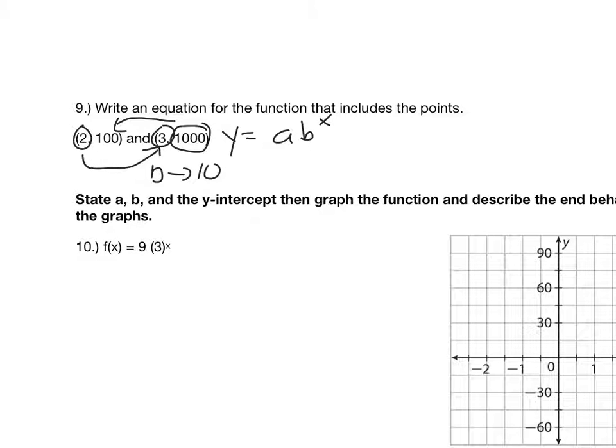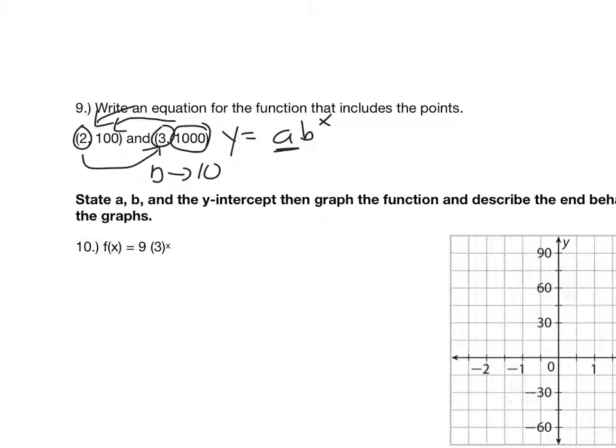All right. Here's the thing, though. We also need a. We also need our f of 0. We need our y-intercept. We need our starting point. Okay. How do we figure out a? Well, we know that this right here is one of my points. 2, 100 is one of my points.